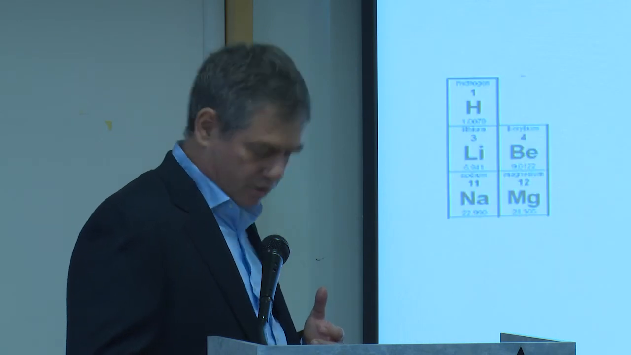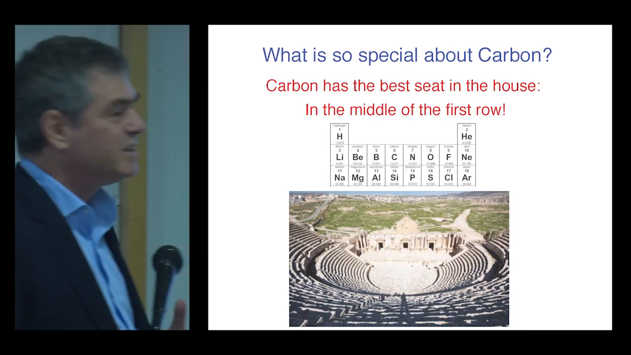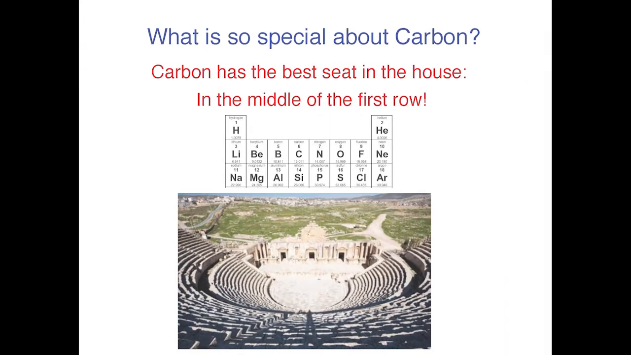So what is so typical about carbon? What makes carbon such a great element on which life can be based? It has the best seat in the house. Carbon is in the middle of the first row, from which it can do all its functions. Now, what do we mean chemically when we make such a claim?